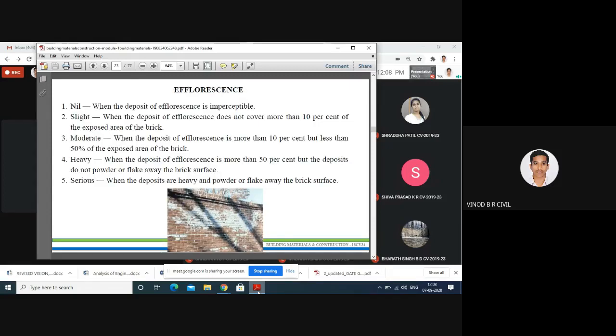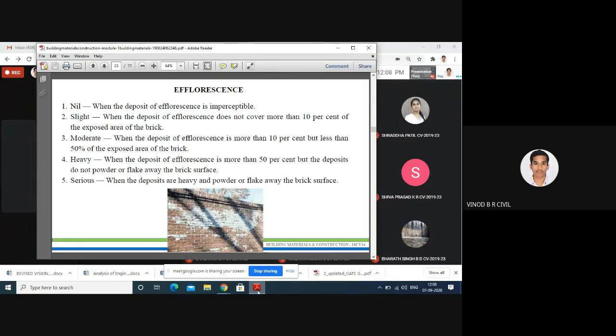And the next one is efflorescence. As we already discussed, when some of the materials are deposited, efflorescence is imperceptible, or nil. Means you can't expect any white patches on your bricks. In some buildings, some government buildings, you can expect this kind of structure. And when the deposited efflorescence does not cover more than 10% of the exposed area of the brick, how can we find out whether it is nil, slight, moderate, heavy or serious?